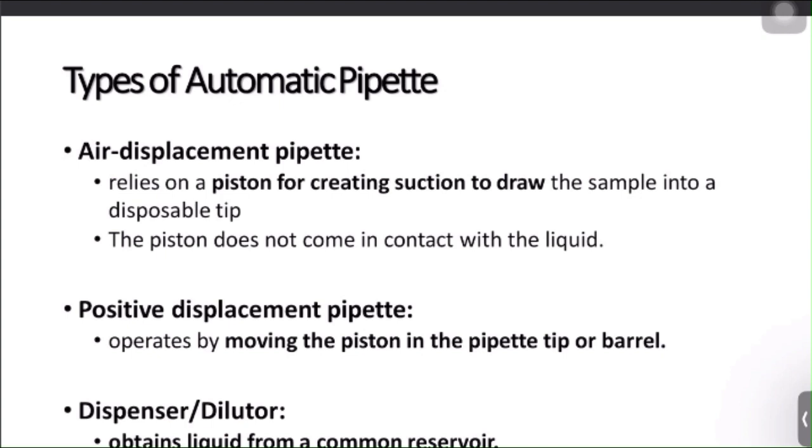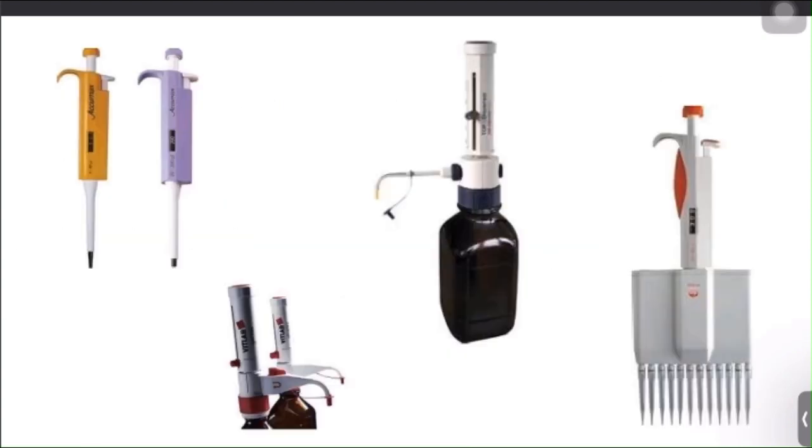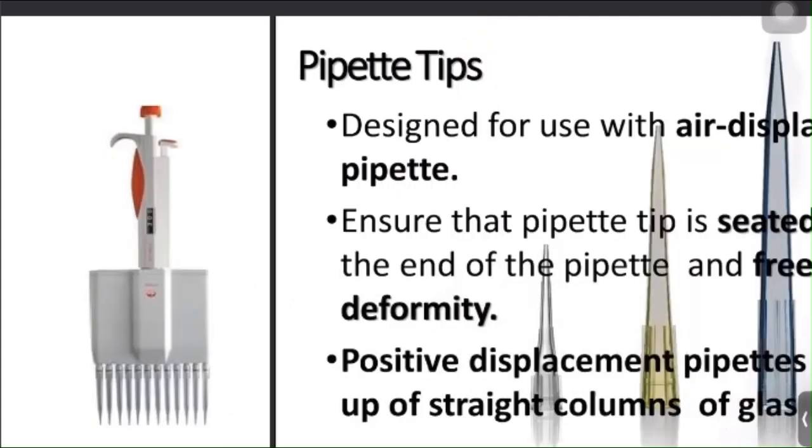So next is your dispenser or dilutor obtains liquid from common reservoir. So ito yung mga nakakabit sa bote. So these are your samples. This is your dilutor. So you cannot differentiate your positive to air displacement if you don't look inside the piston. So bubuksan mo pa yan. Yeah. Usually, they are interchangeably used. So, but this is dilutor. It is attached to a bottle. So you just put the desired amount here, then you push na pababa para lalabas here yung desired amount.